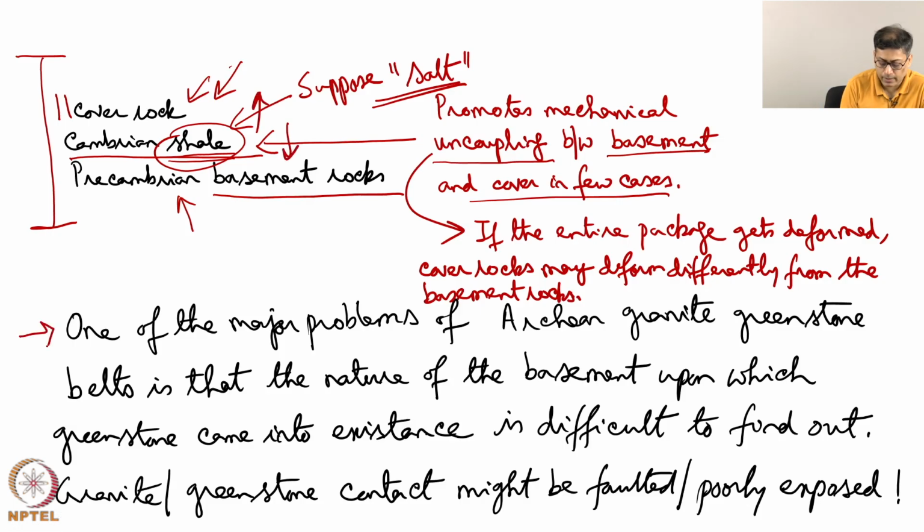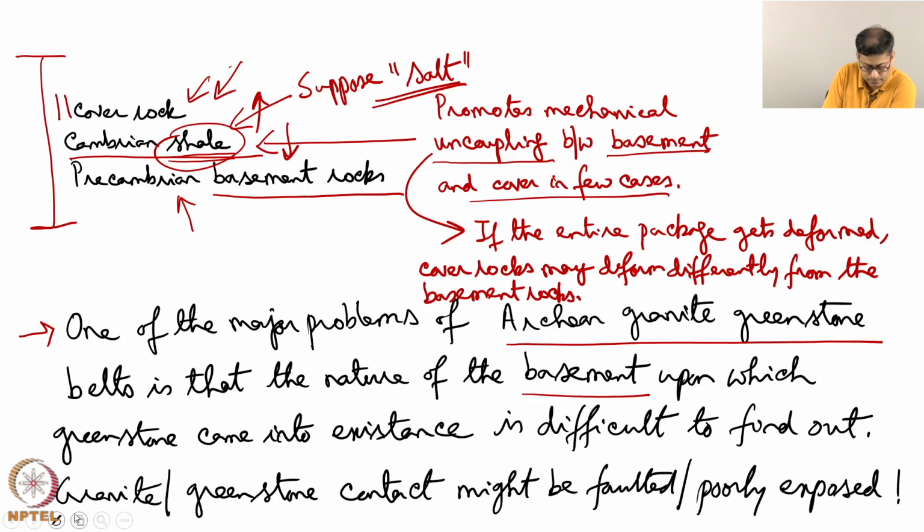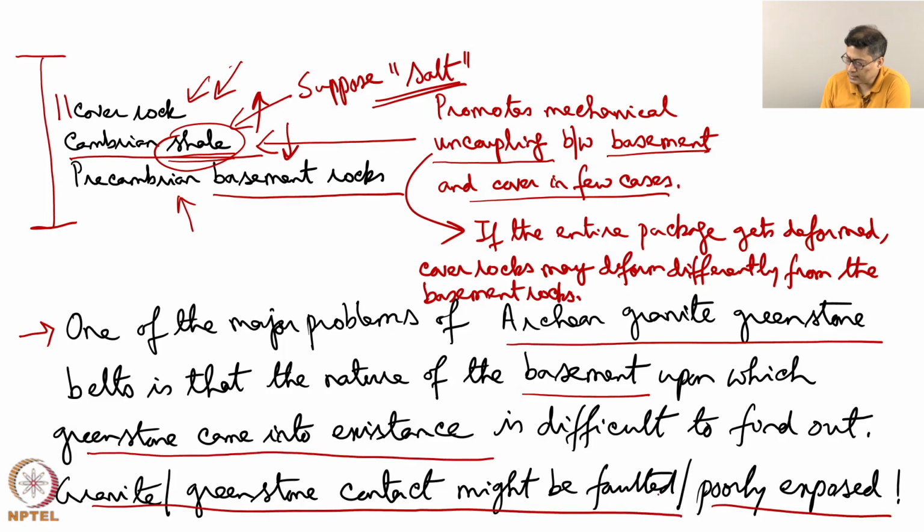Now, we come to another important point. One of the major problems of the Archean granite-greenstone belts is that the nature of the basement upon which the greenstone came into existence is difficult to find out. What is the nature of the basement of granite over which the greenstone came into existence? Why does this happen? Because the granite and the greenstone contact might be faulted, or it can be poorly exposed. A severely faulted block becomes difficult to distinguish from the basement rock.